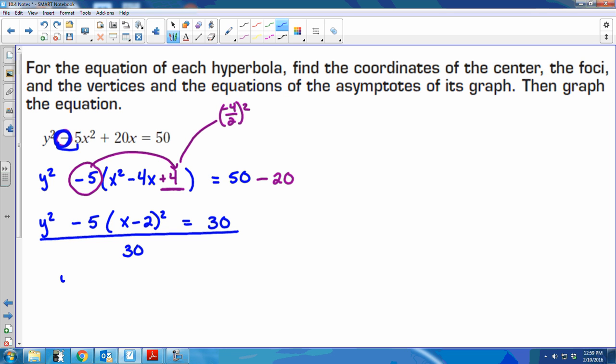All right, so I get y squared over 30 minus x minus 2 squared over 6 equals 1. If you had to go through and find the foci and the vertices and all the asymptotes, this one would have a lot of square roots in it, because obviously the square root of 30 and the square root of 6 aren't nice, perfect squares. But again, you should be able to at least rewrite them. Questions about how to rewrite them? It's the same as ellipses. You should make sure you really watch your signs.